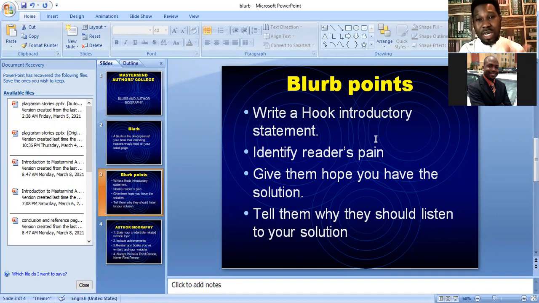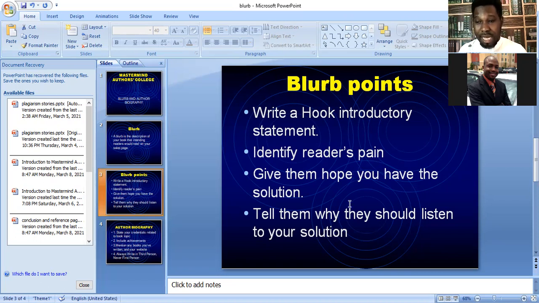So you want to tell the reader that you have a solution to their problem. So you have 5 practical ways or 7 practical ways to, you know, become an investor or to multiply your money, something like that. So identify the pain and give them the solution. And then tell them why they should listen to your solution.